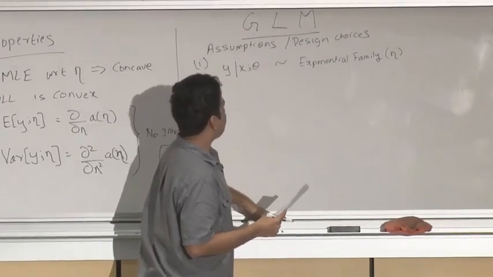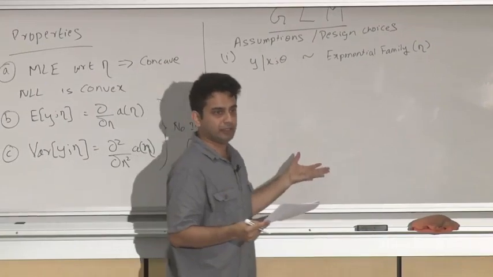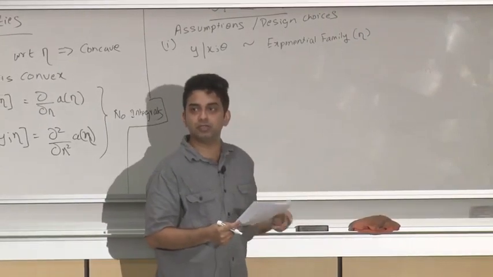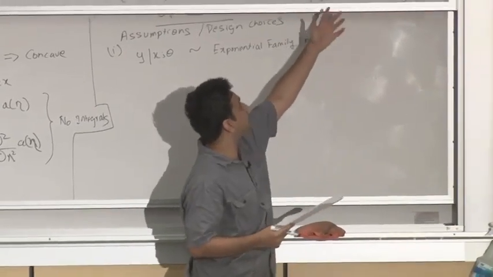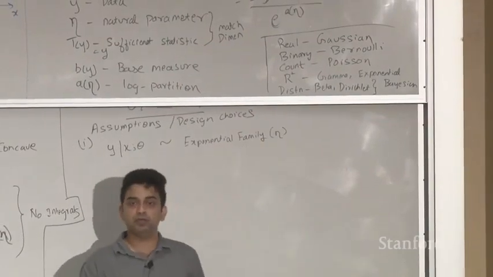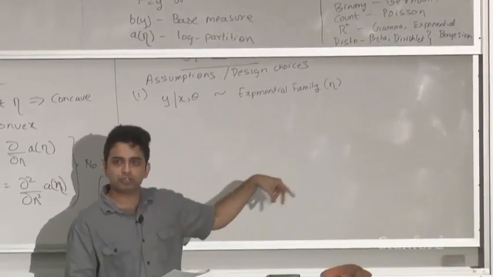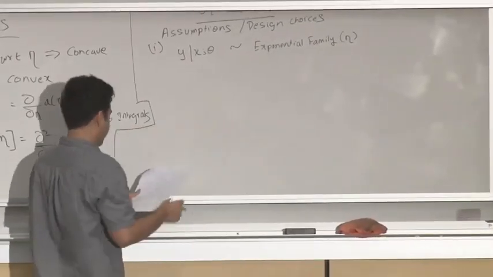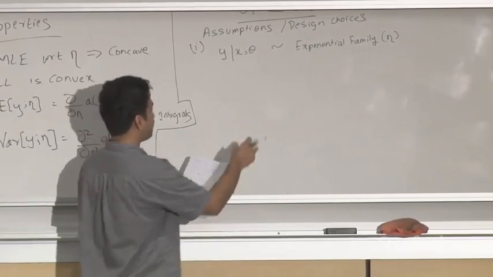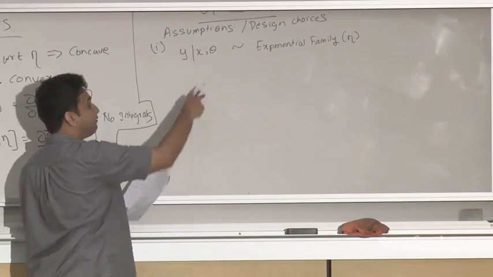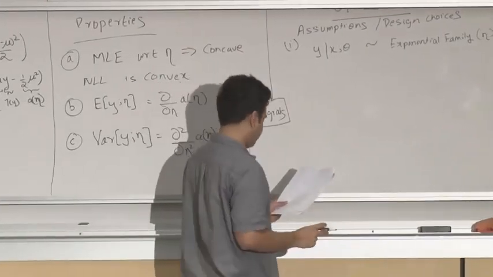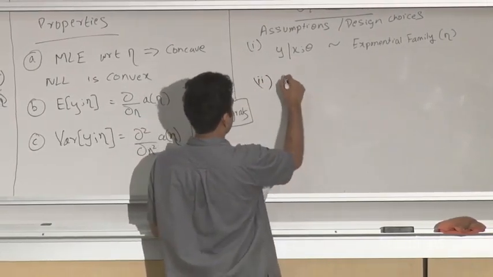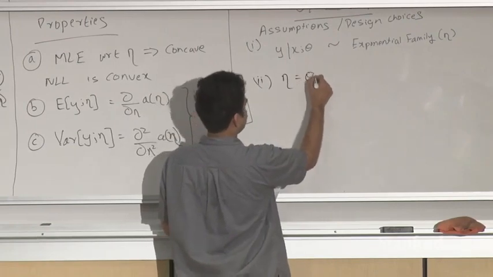So, depending on the kind of data that you have, if you're trying to do a regression, then your y is going to be, say, a Gaussian. If you're trying to do a classification, if it's a binary classification, then the exponential family member would be Bernoulli. So depending on the problem that you have, you can choose any member of the exponential family as parameterized by eta. And so that's the first assumption, that y given x is a member of the exponential family. And the second design choice that we are making here is that eta is equal to theta transpose x.